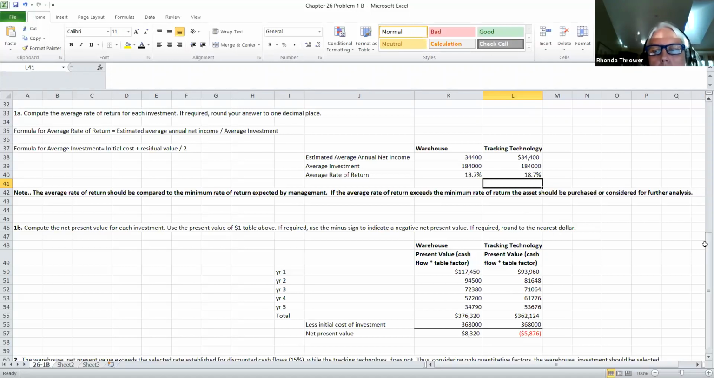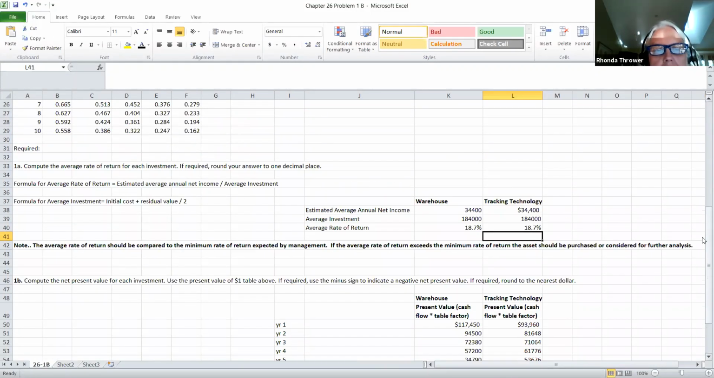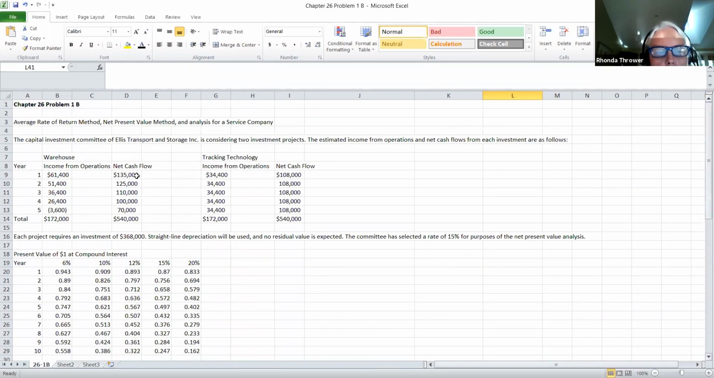All right. When we're talking about computing net present value, we're always going to be doing this on the cash flows of the assets that we're evaluating. So we're not looking at the income from operations. We're going to look only at the net cash flow for each one of these investments. You can see here that on this first investment for the warehouse, each year is going to give you a different net cash flow that you're estimating over the life of this asset.